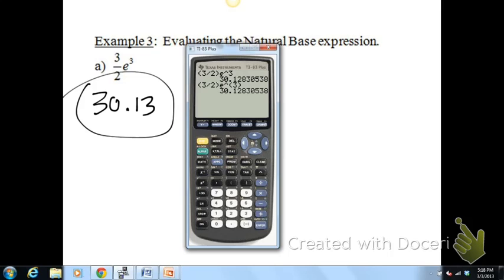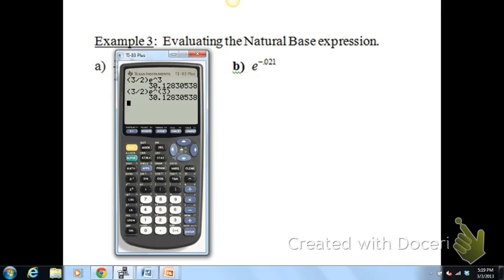Now let's do the next problem. If I have to do e to the negative 0.021 power, I would hit second ln, just because that brings up that exponent for me. I can do negative 0.021, close parentheses, and I get about 0.98 if we round to 2 decimal places. So I would say that this is approximately 0.98. Okay, so using your calculator is kind of easy as long as you know where to find the button. Okay, let's go on to the next slide.